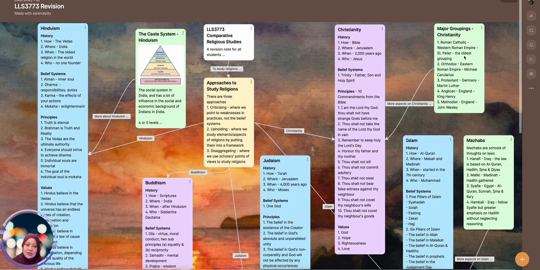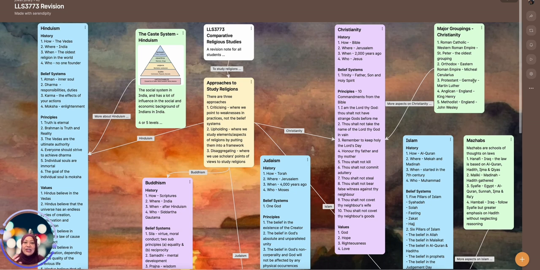And then we have the Orthodox, Eastern Roman Empire. This is the origin, and the person is actually Michael Cerularius. For Roman Catholic, the leader is the Pope, because it is in the Vatican City. So for the Orthodox, the leader is Michael Cerularius. Number 3, Protestant. Protestant is from Germany, and the leader is Martin Luther.